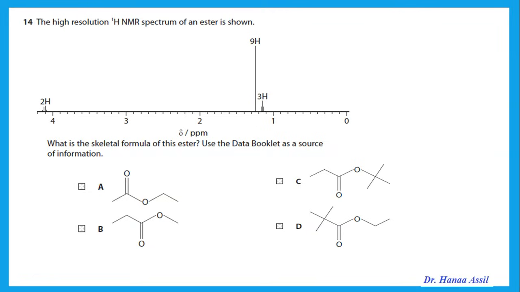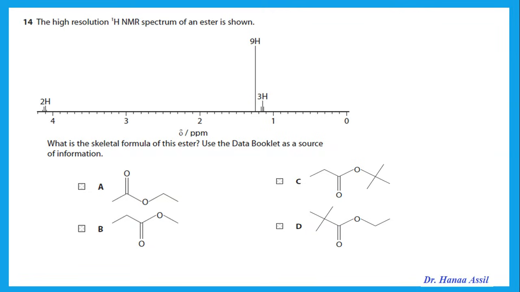The high resolution proton NMR spectrum of an ester is shown. What is the formula of this ester? First of all, looking at it, we need a molecule that has 3 similar protons and then 9 similar protons. Usually that means I have 3 CH3s that are identical and 2 similar protons.